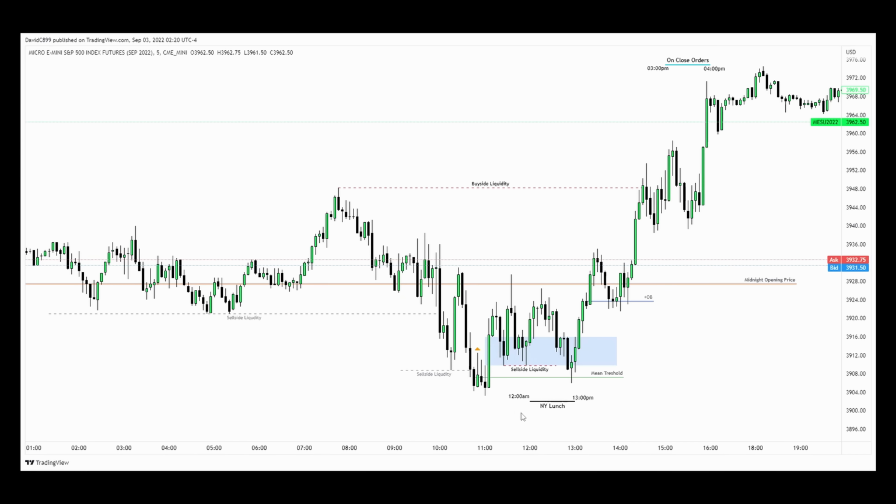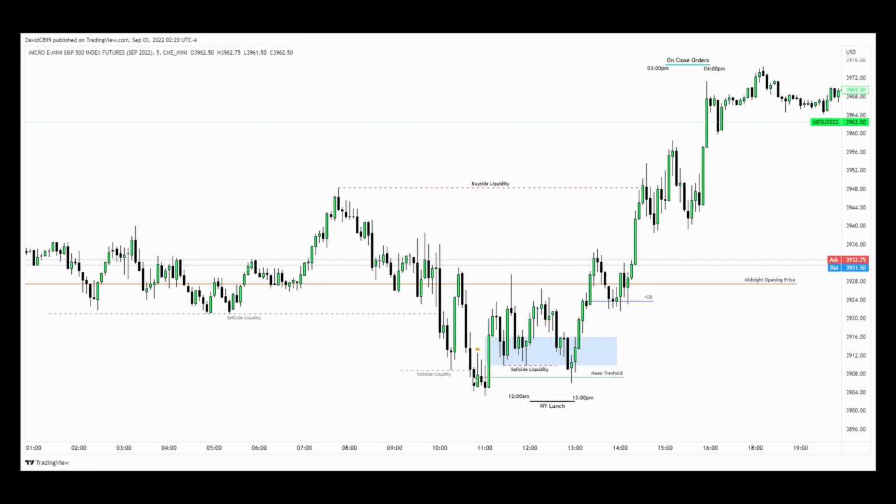In this particular trade, we can see the New York lunch hour, and if the market wants to trade higher in the New York afternoon session, then the sell side liquidity or relative equal lows created during New York lunch hour are going to get raided, and once those relative equal lows with sell stops are raided, market makers are pairing up their orders and starting an aggressive buy model into the on-close orders time period. And we can see that happening here on the chart.